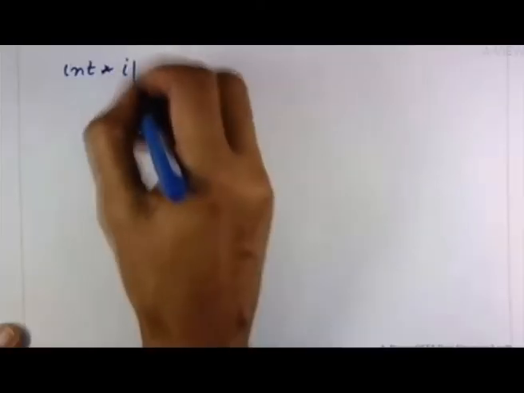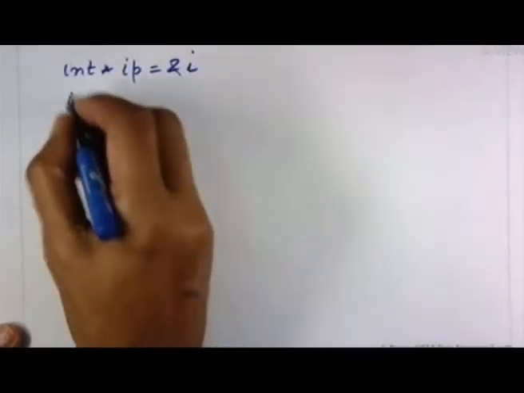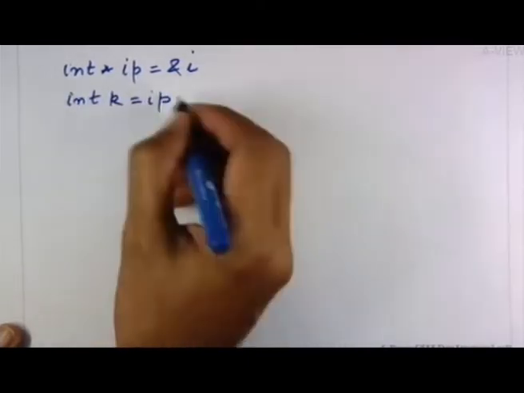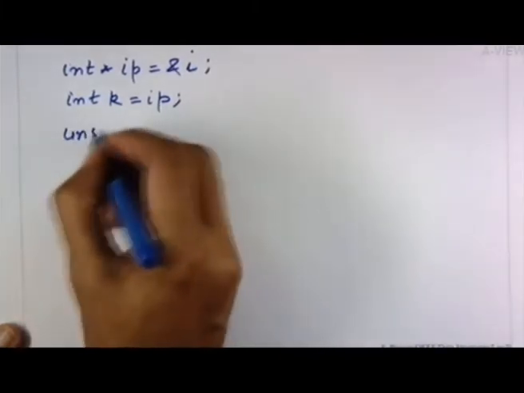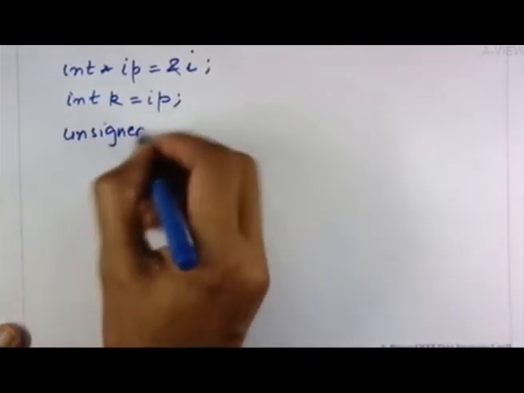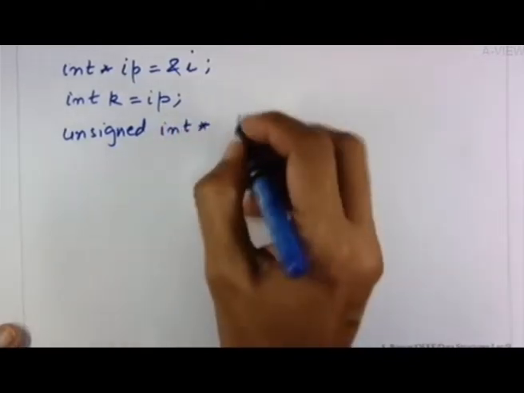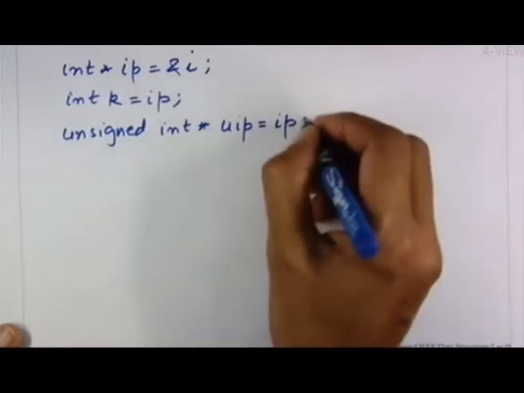I'll write it here so that I can explain all of them in slow motion. Int star IP, I have written, equal to ampersand I. I'll explain this. Then I will do the next declaration, which is int k equals star IP. I'll explain that. And let me take the next one also, which is unsigned int star UIP equals IP. Okay, and then I can do the rest.